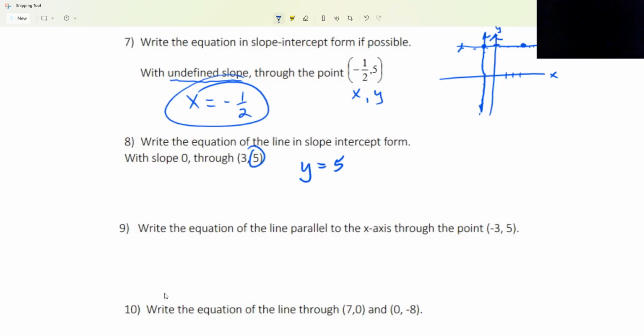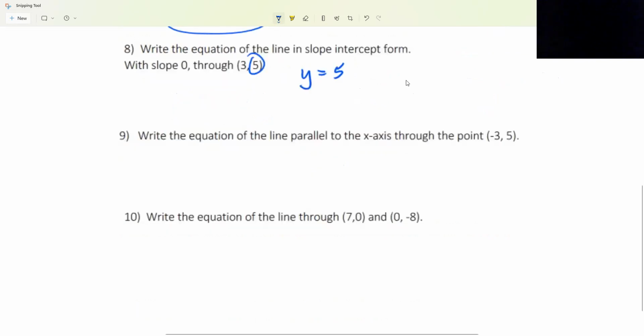So when they're giving you an undefined slope, you just got to look and say, hey, what's the x coordinate? And say x is equal to -1/2. For a horizontal line, you do the same thing. You look at the ordered pair that they give you, and you say, hey, what's the y? And you say y is equal to 5. You're finished.